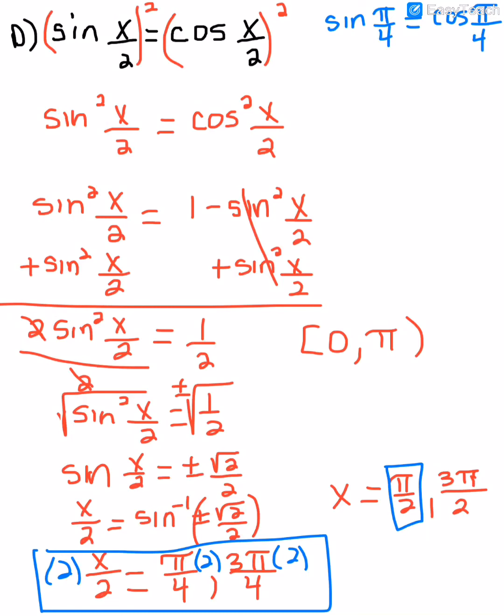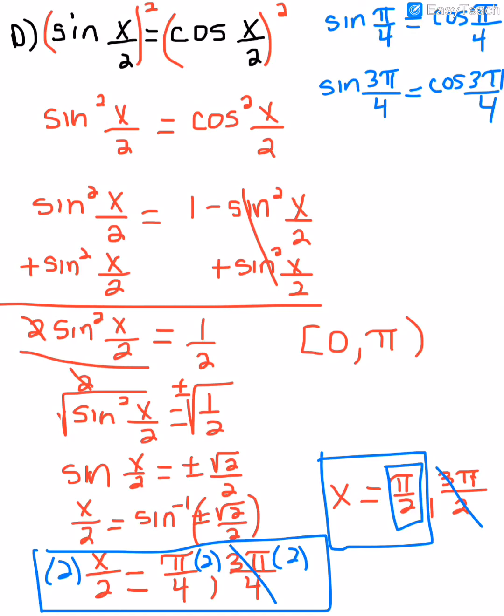Okay, so then let's look at the 3 pi over 4. If I were to plug that into the original equation, sine of 3 pi over 4 is equal to cosine of 3 pi over 4. Well, sine of 3 pi over 4 is square root of 2 over 2, but cosine of 3 pi over 4 is negative square root of 2 over 2. So that does not work. This is an extraneous solution. So my only solution is pi over 2.